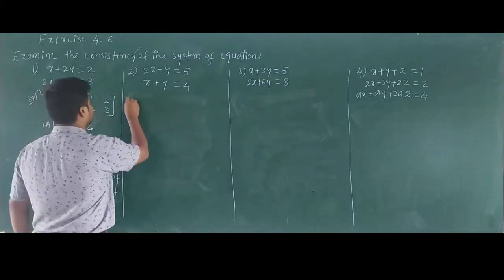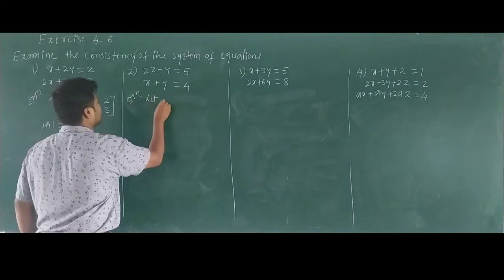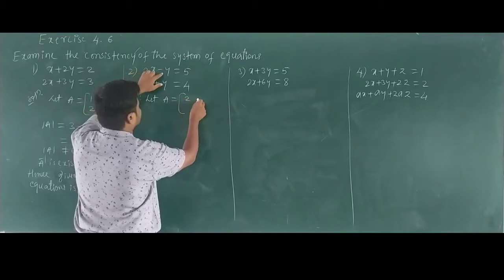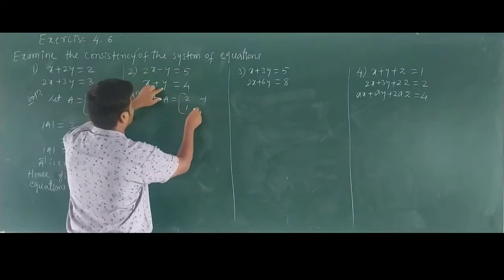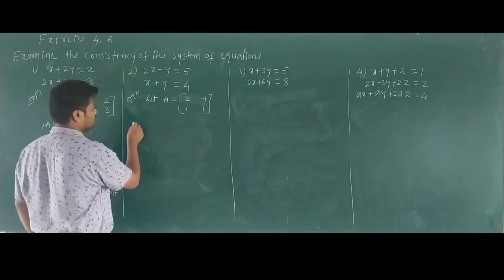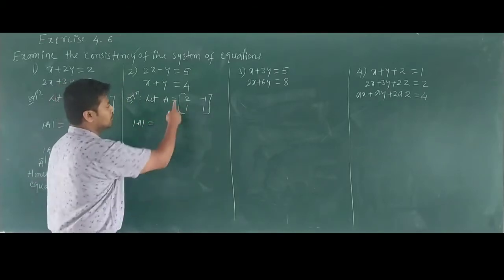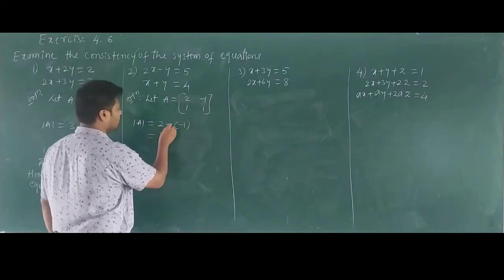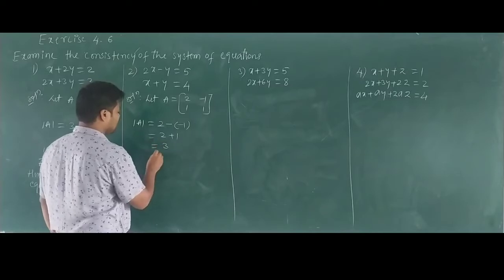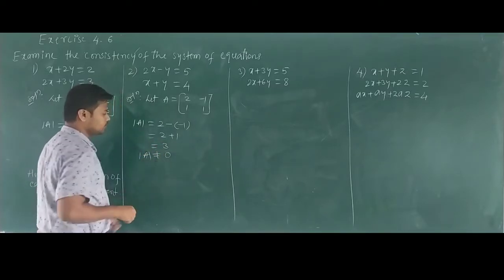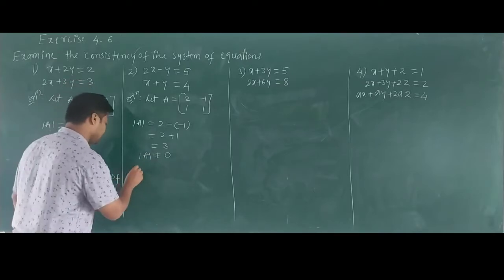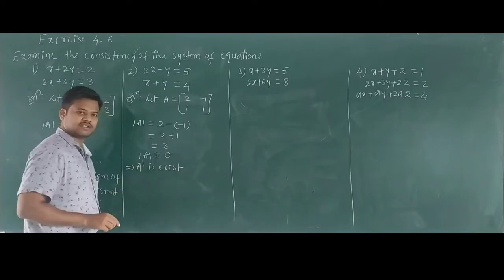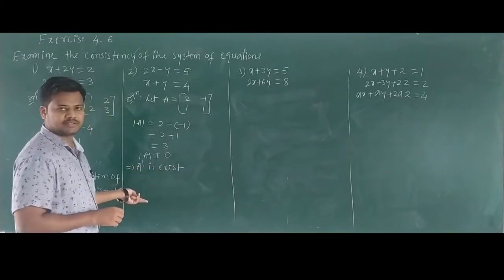Okay. Second solution. Let A equal the matrix of coefficients of x and y: 2, minus 1, minus 1, 1. The determinant of A equals 2 into 1 minus (minus 1) into (minus 1), so this is 2 minus 1, which is 3, also not equal to 0. This implies A inverse exists. If A inverse exists, then the system is consistent.